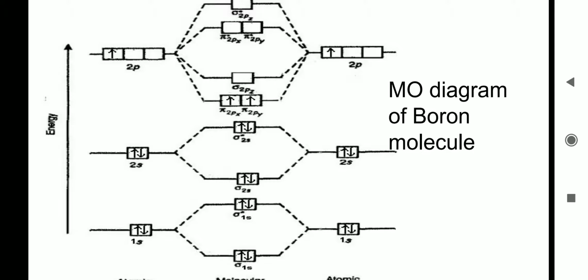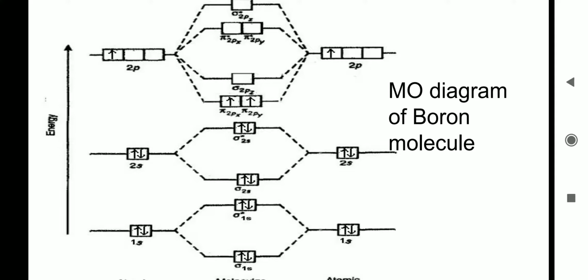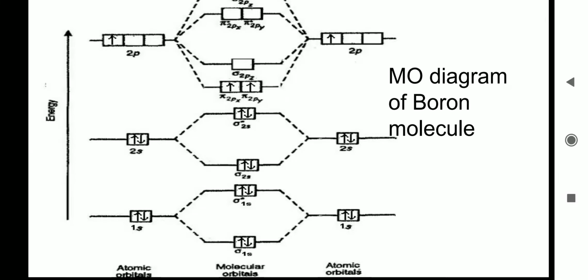Why have they gone singly? Why is pi 2px not having 2 electrons? Because this is against Hund's rule. So we'll fill the electrons in this manner, and now we can see that 2 unpaired electrons are present in this case. So this molecule is paramagnetic in nature. We can calculate the bond order by the same formula, that is for this molecule it will be 6 minus 4 by 2, that is equal to 1. So the bond order is 1 for the boron molecule.